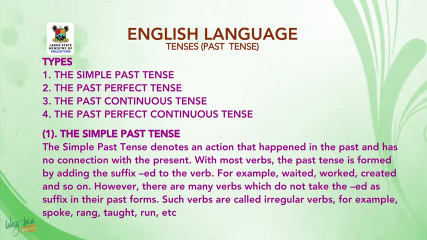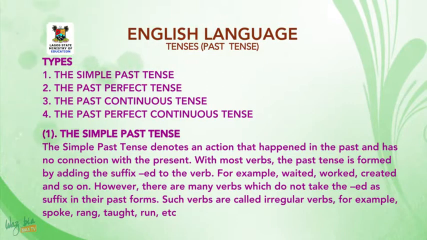There are 4 types of past tenses. 1. The simple past tense. 2. The past perfect tense. 3. The past continuous tense. And 4. The past perfect continuous tense. The simple past tense, the past perfect tense, the past continuous tense, and the past perfect continuous.